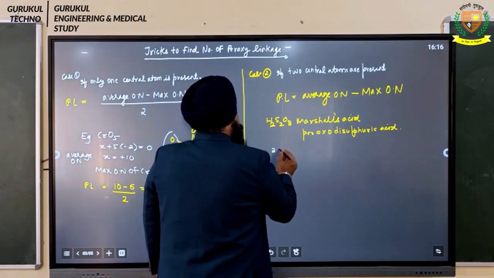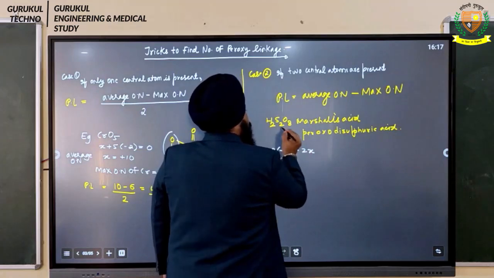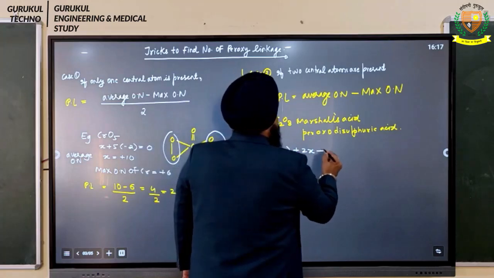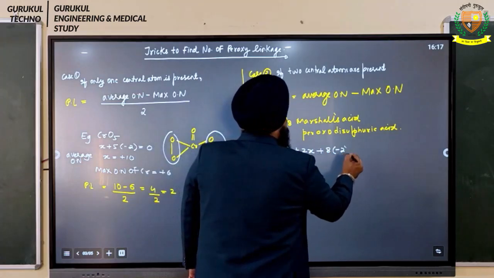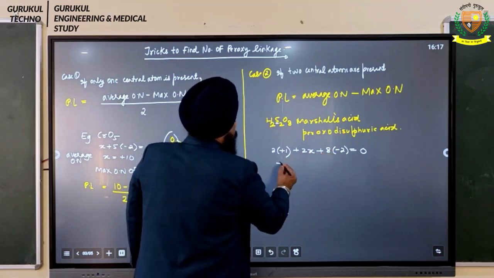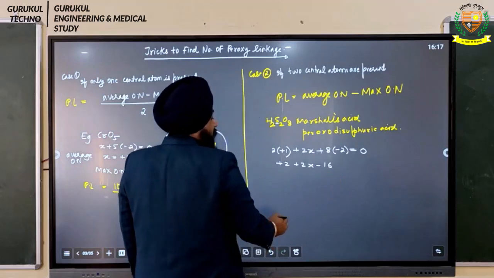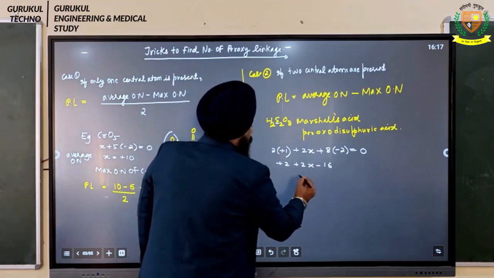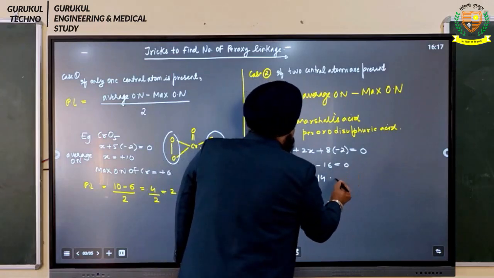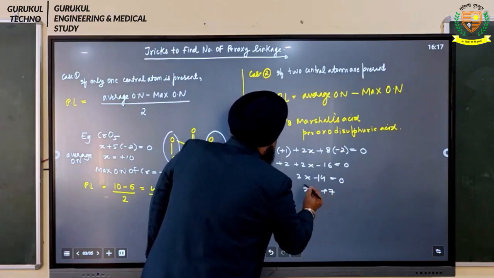See, this is 2 into plus 1, for H we write plus 1. Here for sulfur, there are 2 central atoms, so it is 2x, and here it is 8 into minus 2, equal to 0. So it is plus 2 plus 2x, and here it is minus 16. It will become 2x minus 14. So your x is going to be plus 7.